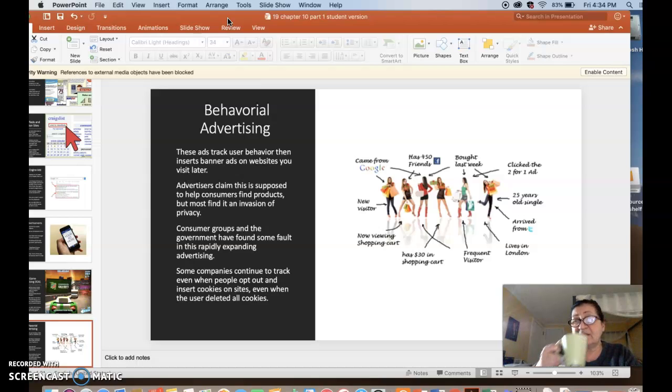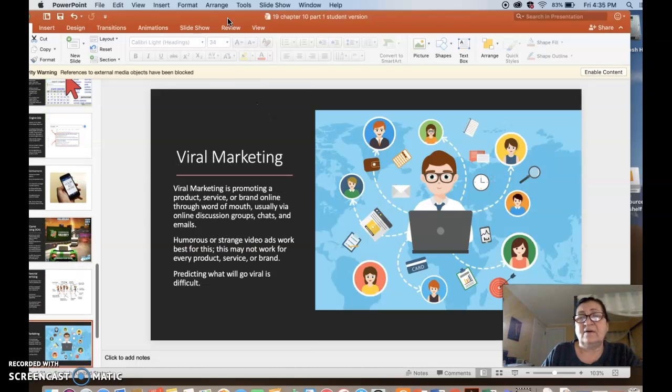So basically, they register your demographic data. If you're single, if you're a frequent visitor, if you live in a certain area, and they learn about you and start sending targeted ads to you. So they continue tracking people even after you opt out and leave the site, and they follow you throughout your social media or web usage.